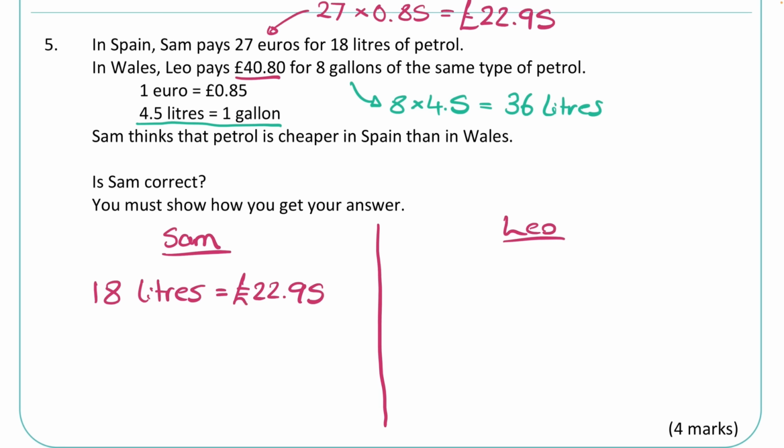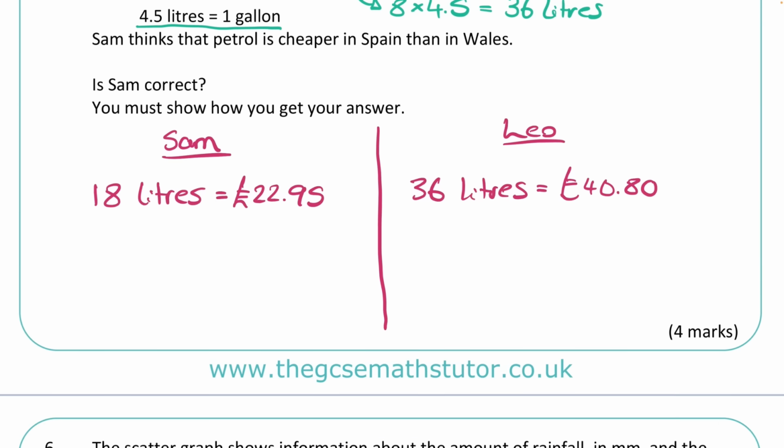So now we have Leo's in gallons to litres. We can write that down. So 36 litres is equal to £40.80. Now what we need here is a comparable amount. At the moment we have 18 litres and 36 litres. This particular question is actually quite nice because 18 litres can nicely turn into 36 litres by just timesing by 2. So we get a comparable amount relatively nicely here. The difficulty of course was getting them into the comparable figures.